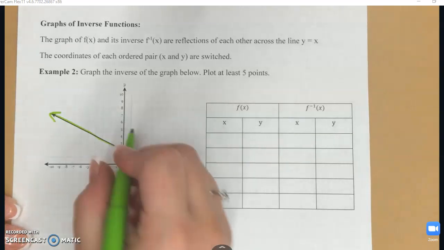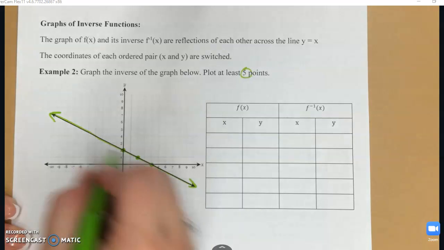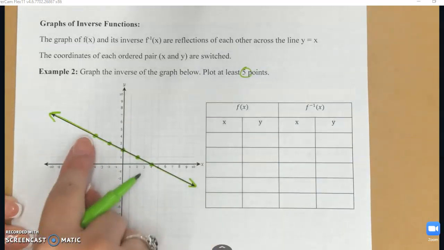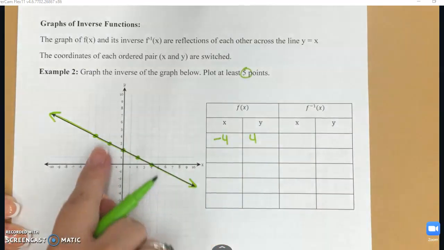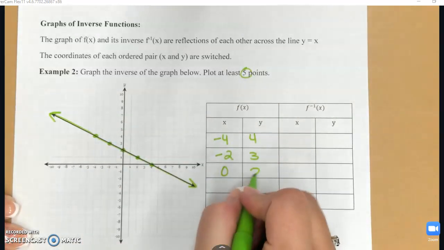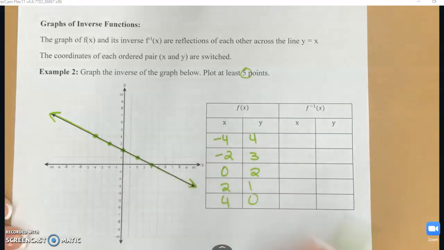Let's see, I've got one here, 2, 3. I want at least 5. So there's 1, 2, 3. Let's go back up. 1, 2 more. So I'm going to look at those ordered pairs. This one is negative 4, 4. This one is negative 2, 3. I've got 0, 2, 2, 1, and 4, 0.